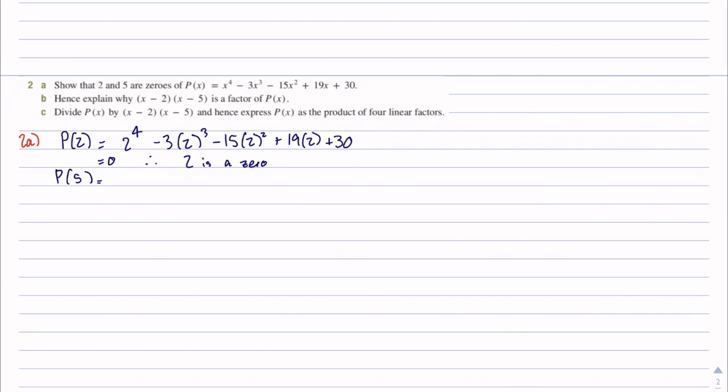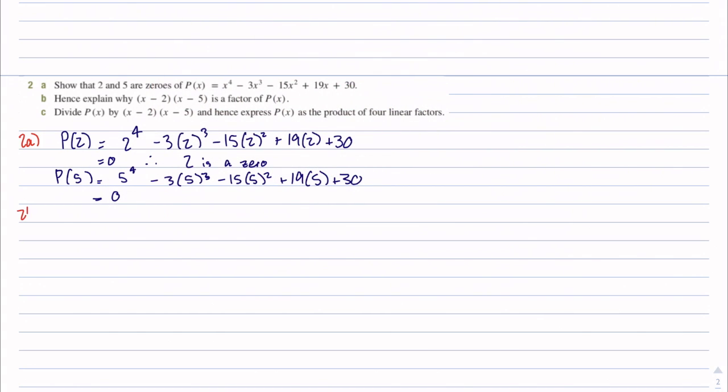P of 5. Now, if you did this cleverly, you put all the 2's in brackets in the calculator, so you're just pressing across and changing the 2's to 5's. This exercise actually teaches you a lot of awesome calculator skills, and if you're not quick with your calculator, then this exercise is a pain. It also comes out as 0. So that was 5 to the 4, take 3 times 5 cubed, take 15 times 5 squared plus 19 times 5 plus 30. Okay, therefore they are zeros.